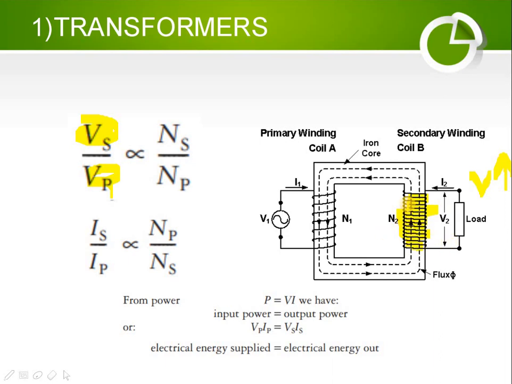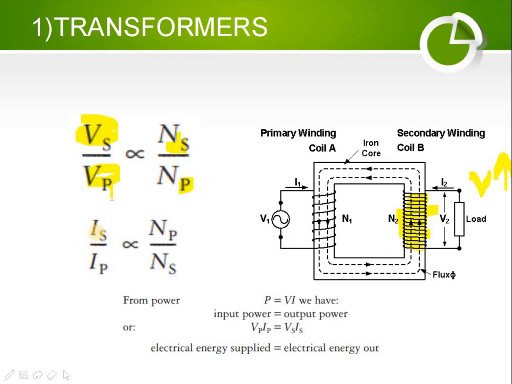For example, if we are getting 5 volts on our secondary side, Vs is 5 volts. If we double the winding, multiply by 2, then our voltage is also multiplied by a factor of 2. So it will become 10 volts. So the number of turns in the secondary coil is directly proportional to the voltage of the secondary. Likewise, the voltage in the primary coil is directly proportional to the number of turns of the primary coil.